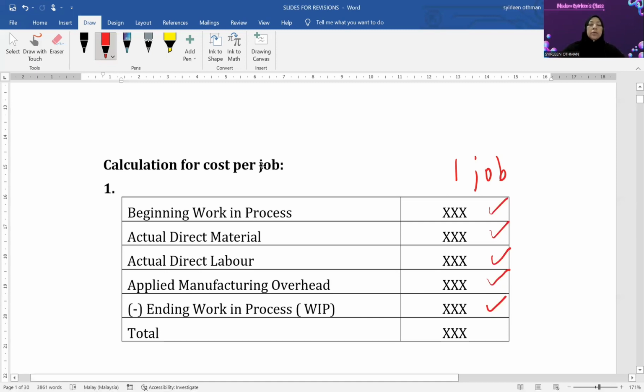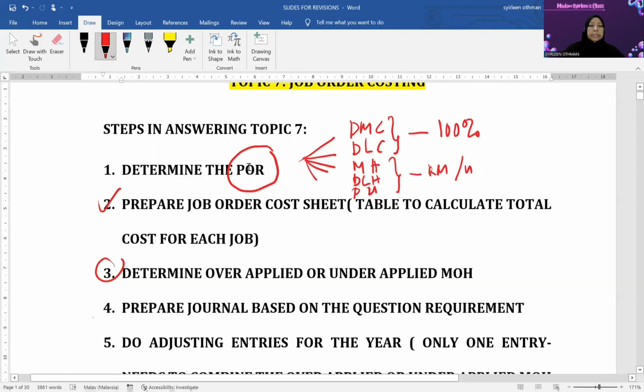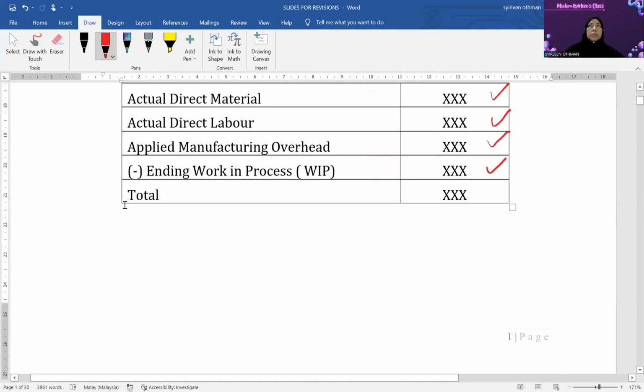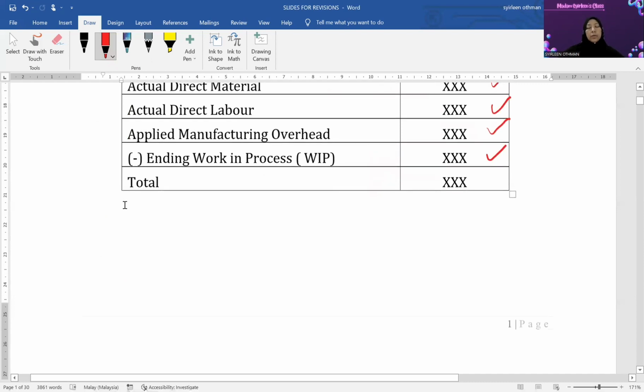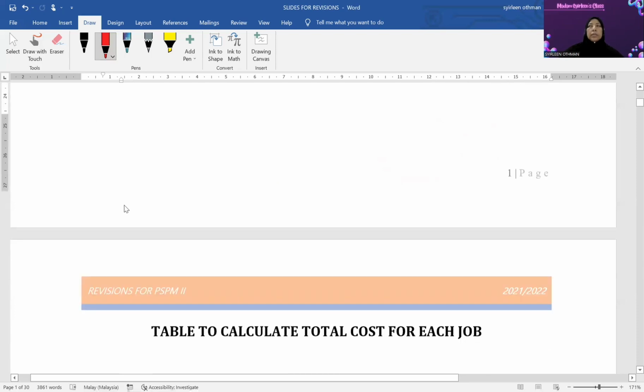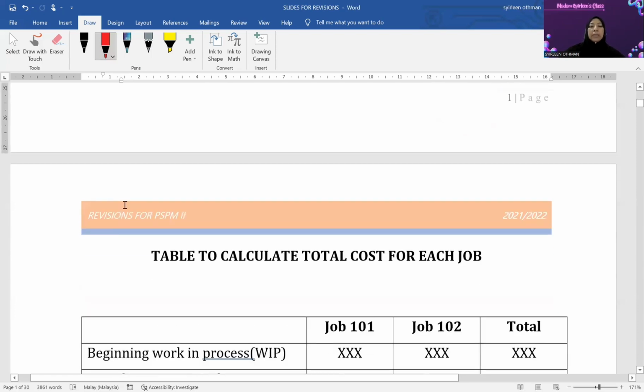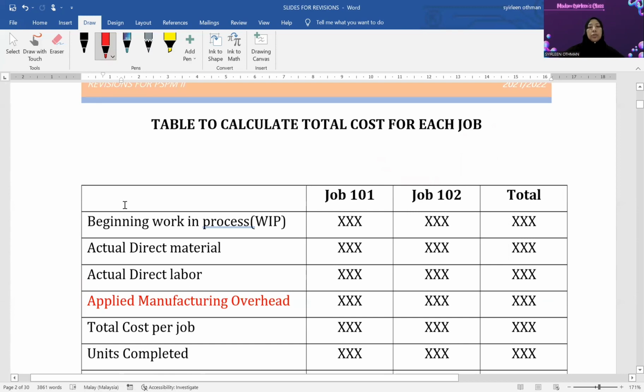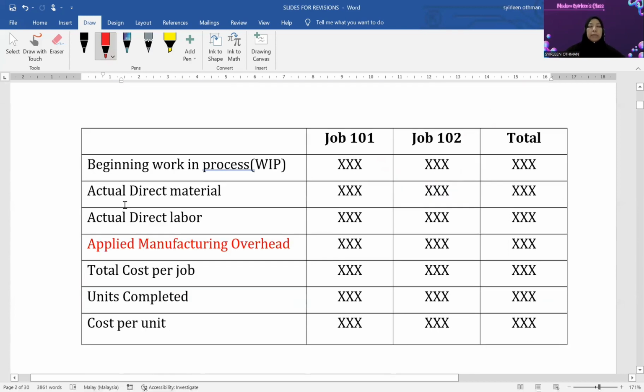The one that I listed in the steps here for number 2, we are supposed to prepare the job order cost sheet. It's not a full job cost sheet, because if you look at the job cost sheet in the notes, its form is different. It's actually a table to calculate the total cost for each job. So in the question you are given job 101 and 102, which means we have 2 jobs. You need to do a table.